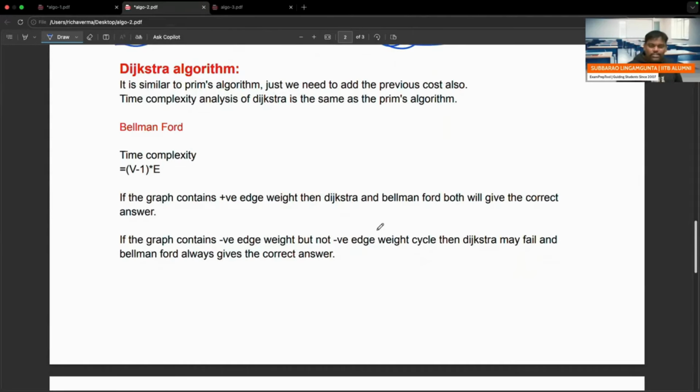So let's come to Dijkstra's algorithm. Dijkstra's algorithm and Prim's algorithm are the same. Whatever I explained above, below is also similar. The purpose is different. With a small modification, it will become Dijkstra's. If you do one more small modification, it will become Prim's. Both are the same, with different names.